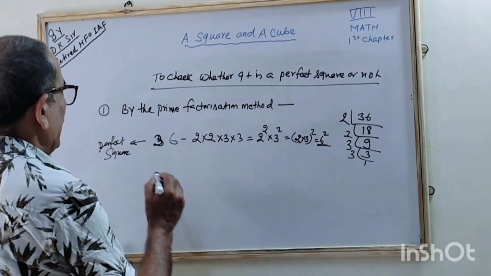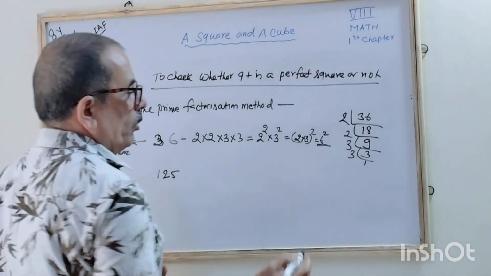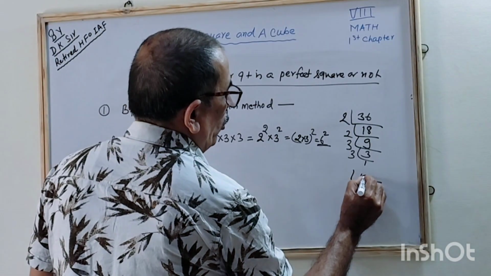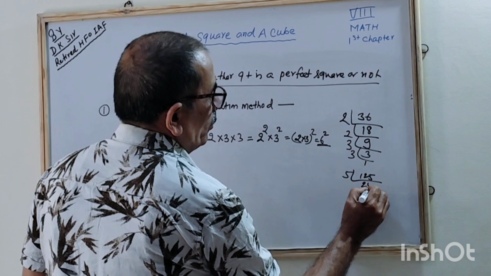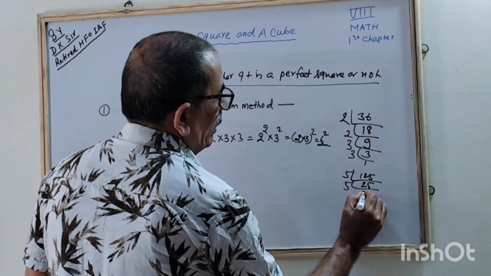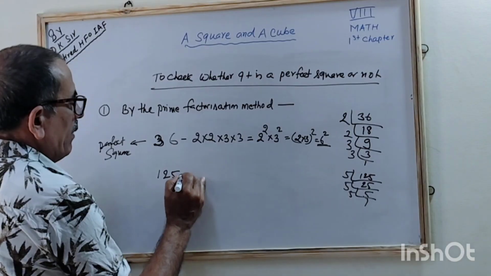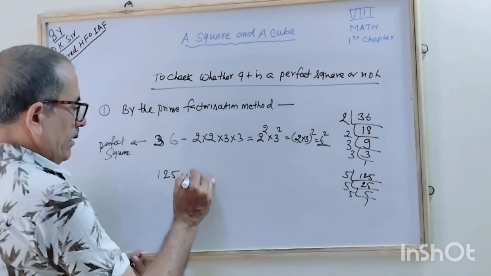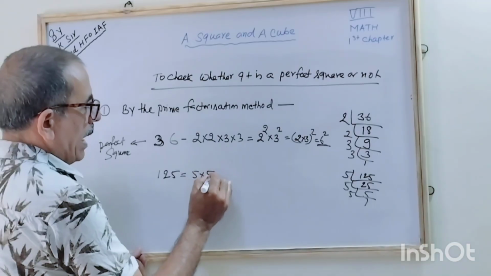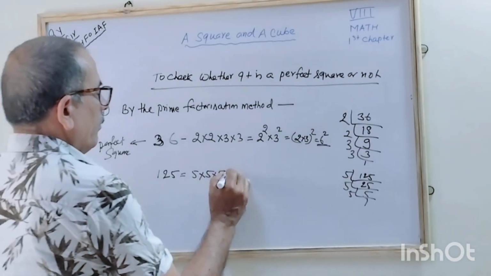For example, I have taken the number 125. We do not know whether it is a perfect square or not. We will do the prime factorization. It becomes 25, then again 5, so 5. So the prime factorization of 125 is 5 into 5 into 5. So it will become 5 square.